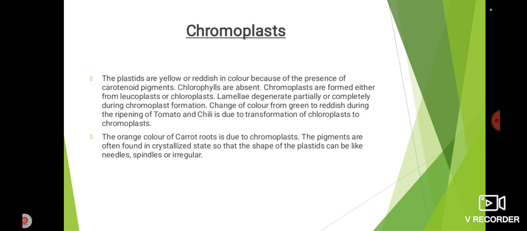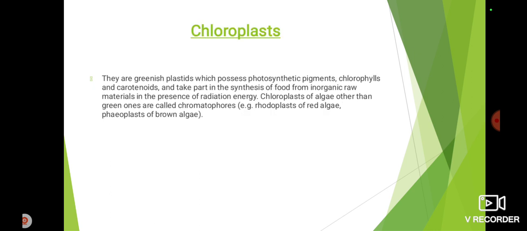Next is chromoplast. They are yellow or orangish in color because of the presence of carotenoid pigments. Chlorophyll is absent here. Chromoplasts are formed either from leucoplast or chloroplast. Lamellae degenerate partially or completely during chromoplast formation. Change of color from green to reddish during the ripening of tomato and chili is due to transformation of chloroplast to chromoplast. Then the reason for color in carrot is due to chromoplast. The pigments are often found in crystallized state, so the shape of the plastids can be like needles, spindles or irregular.